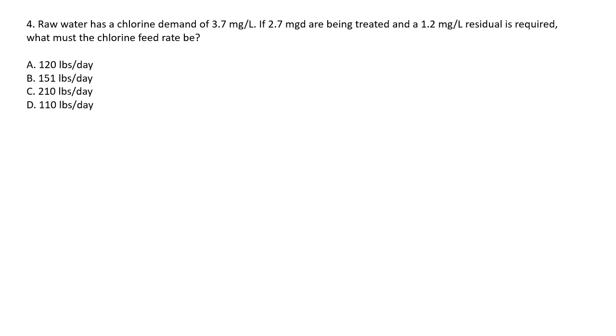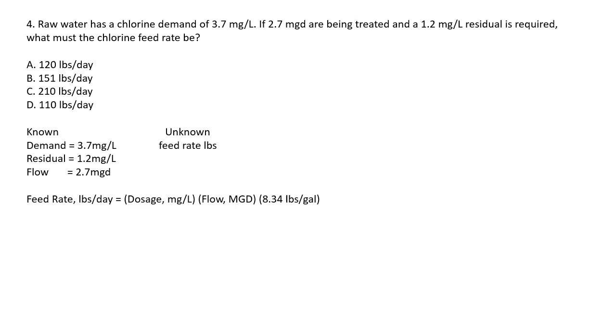If 2.7 million gallons a day are being treated and a 1.2 milligram per liter residual is required, what must the chlorine feed rate be? Let's start by pulling our knowns and our unknowns out of our word question so we can keep track of them. What you know is the demand is 3.7 milligrams per liter, the residual is 1.2 milligrams per liter, the flow is 2.7 million gallons a day, and we're looking for the feed rate in pounds.